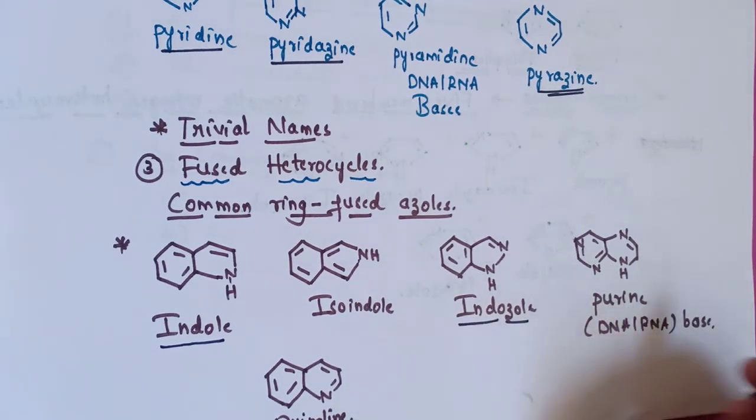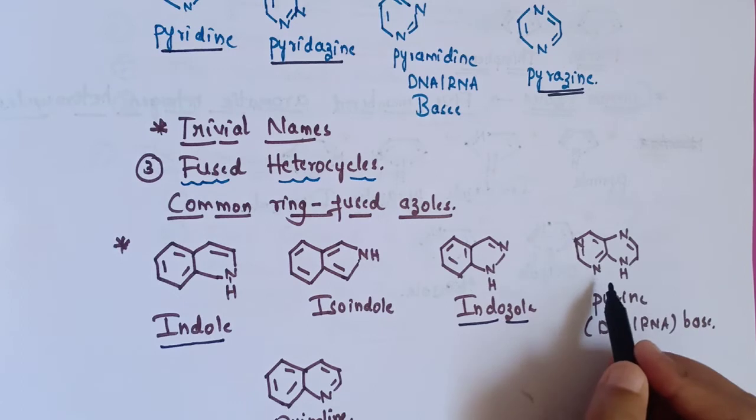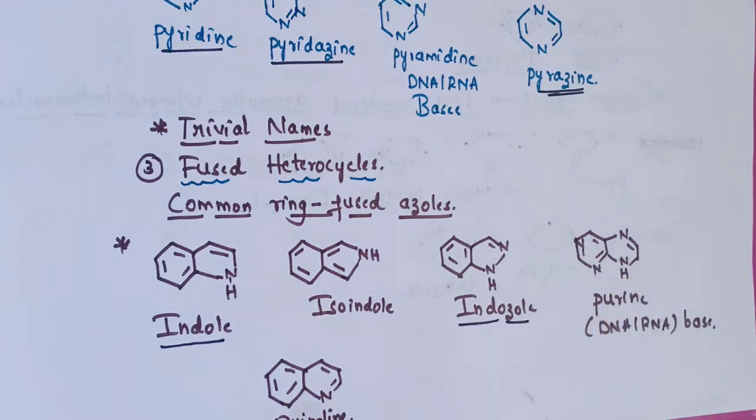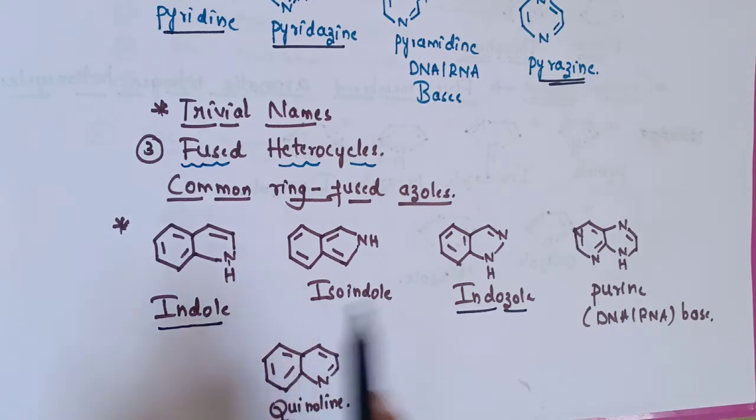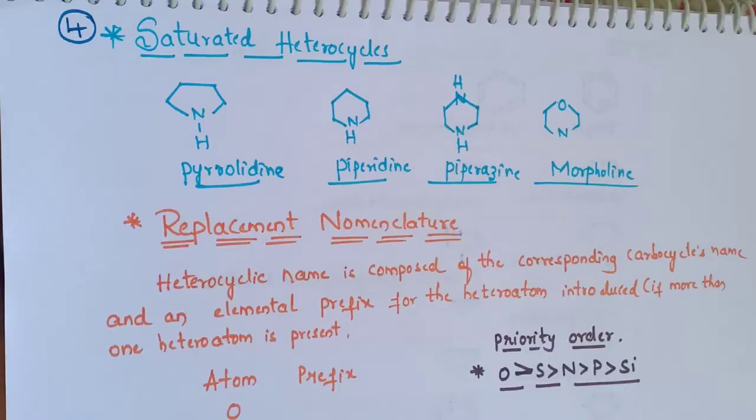It is purine. We already know the DNA and RNA bases, purines and pyrimidines. And here you can see it is a purine, and this is quinoline. These are the quinolines, which are fused heterocycles. And indole, isoindole, these are the trivial names.